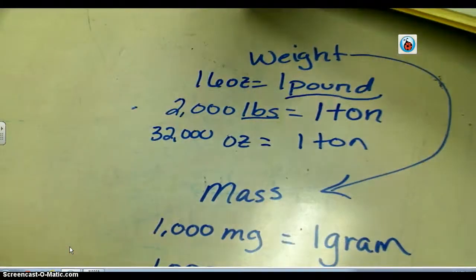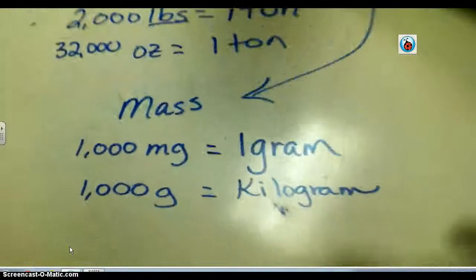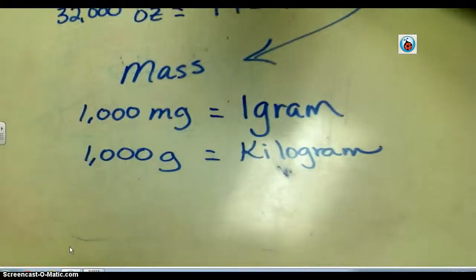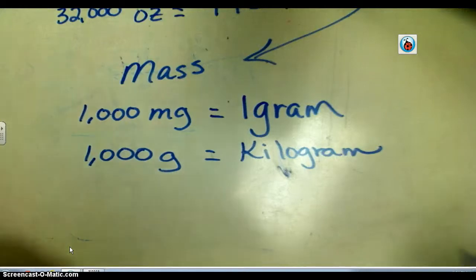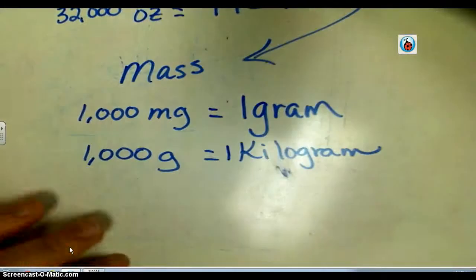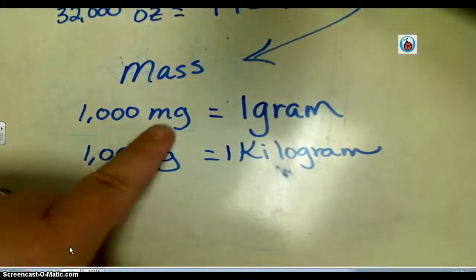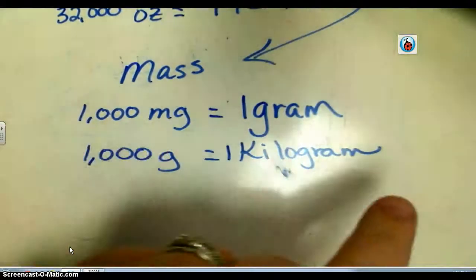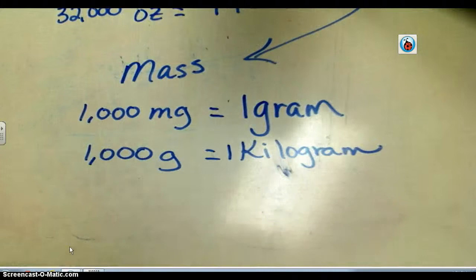Alright. Whoops, I didn't realize I was writing off the page. Alright, so there's 1,000 milligrams per 1 gram. And then there's 1,000 grams per 1 kilogram. So how would I figure out how many milligrams are in a kilogram? How would I figure that out?